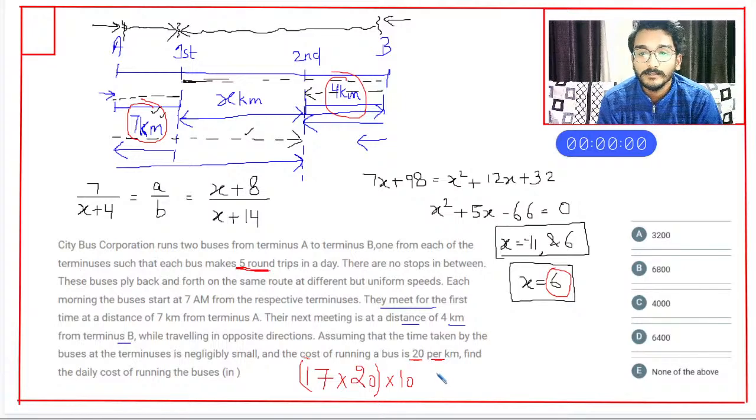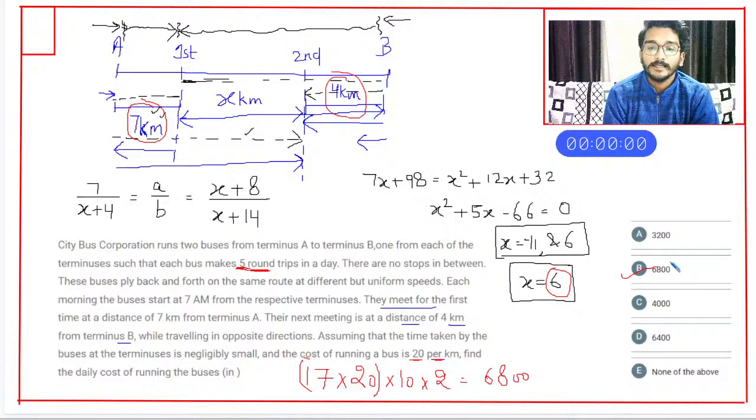So this is for one bus. There are two buses, so two for that. So this is 6,800 rupees. So C, the second option, is the correct answer. Is it clear?